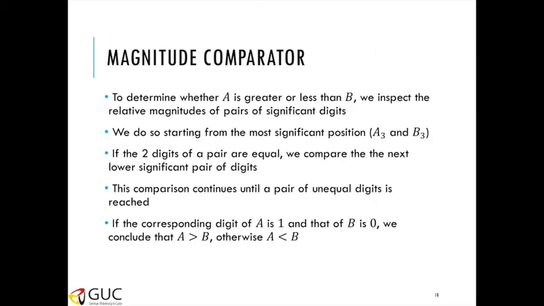To determine whether A is greater than or less than B, we inspect the relative magnitudes of pairs of significant digits. We do so by starting from the most significant position, A3 and B3. And if the two digits of a pair are equal, we compare the next lower significant pair of digits. This comparison continues until a pair of unequal digits is reached. If the corresponding digit of A is 1 and that of B is 0, we conclude that A is greater than B, otherwise A is less than B.